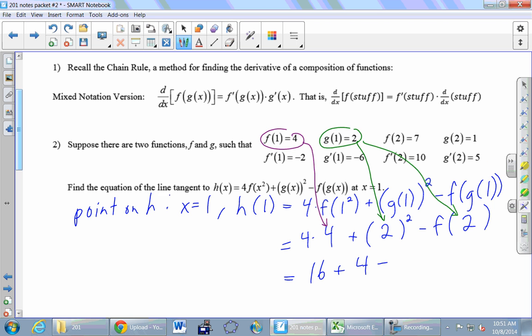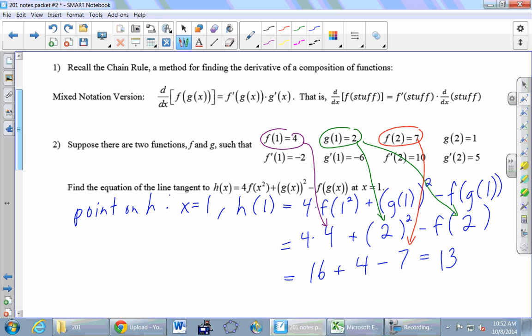And g of 1 is 2, right. F of 2 is 7. It's, again, one of the few things that we happen to be given. All right, so that f of 2 goes right down there. And now finally we can crunch through and get a number. Is it 13? Okay, so that means that a point on the graph of h is what, comma what? 1, comma 13. All right, so I don't think that's hard. It's really just a matter of carefully working your way through each piece.